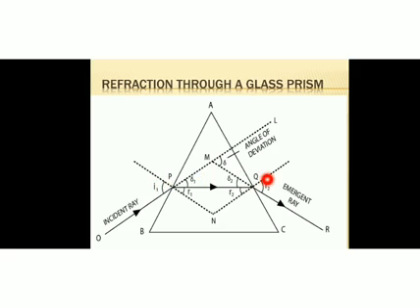PQ represents the refracted ray, and this is the normal. An angle is formed here. This is the angle between the refracted ray and the normal, so this is the angle of refraction, that is R1. Now next, this refracted ray reaches the second face of the prism.